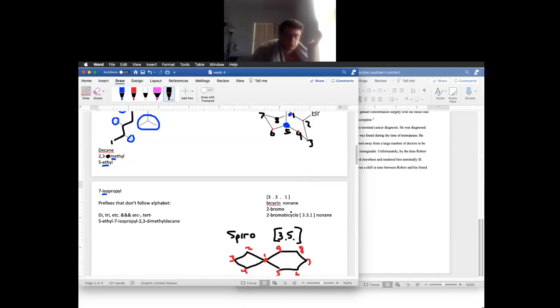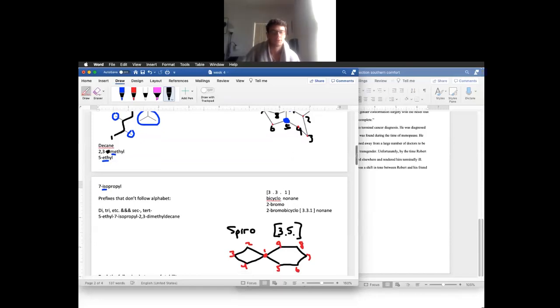Why do you start on the shorter side? That's just, I didn't make up the rules. IUPAC, they came up with it over in England or whatever. So yeah, that's just, unfortunately, IUPAC. But yes, spiro, in comparison to your other bicyclics, spiro is the only one that you start numbering on the short side.